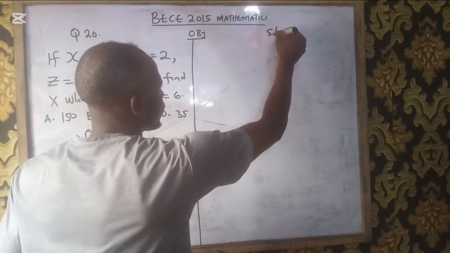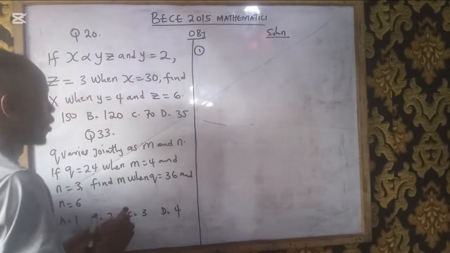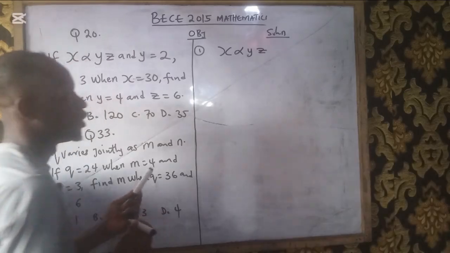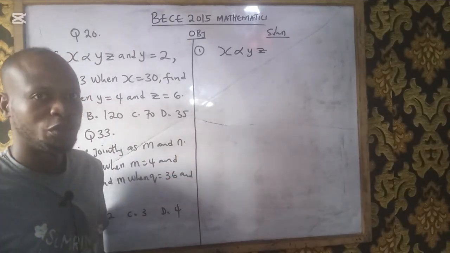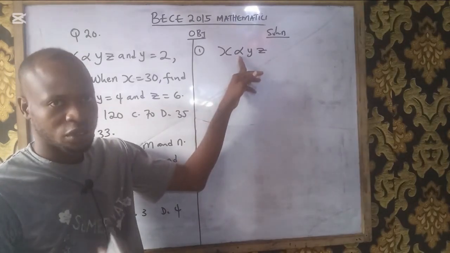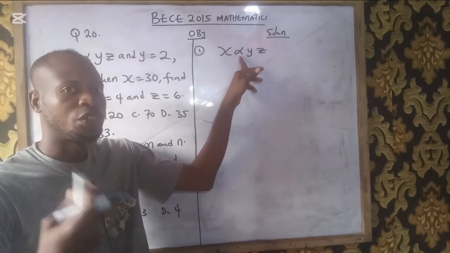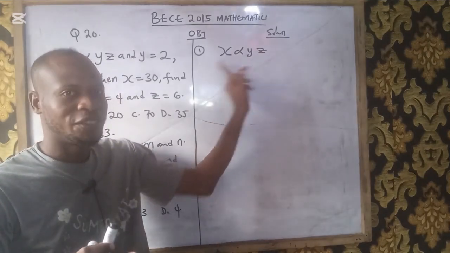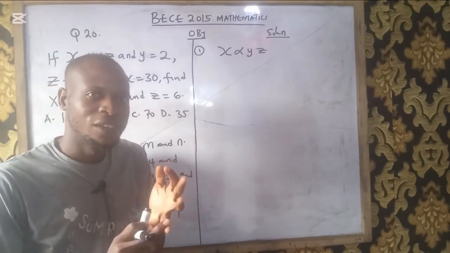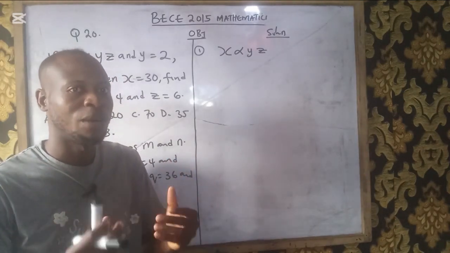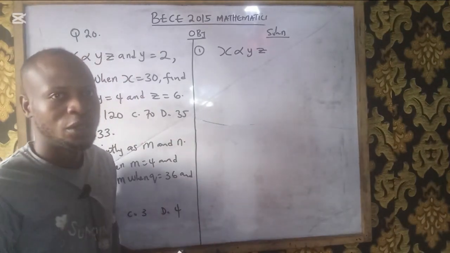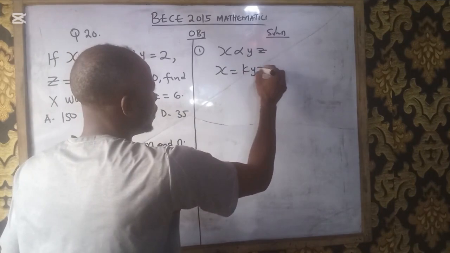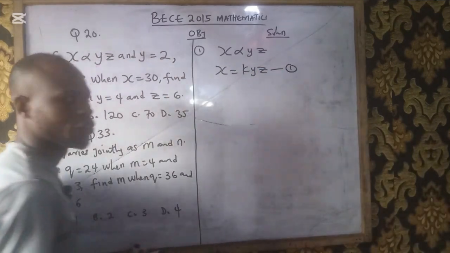Solution to the question. Question 1. We're told that x varies jointly as yz. So when you come across this type of problem, what do you do first? Change this sign back to equal sign. Immediately you introduce a constant, which can be any letter, but that letter must not be the same as the variables. That means I cannot use x, y or z as my constant. So I'm going to use k. So x equals kyz; you call this equation 1. That's the first thing you should do.